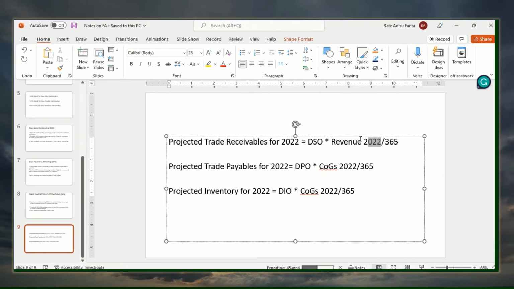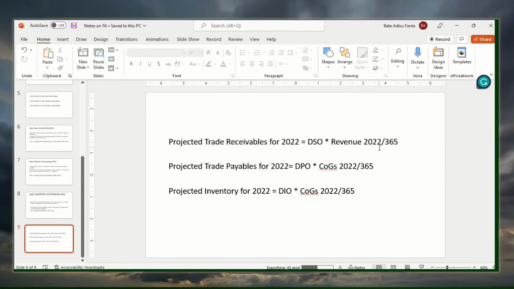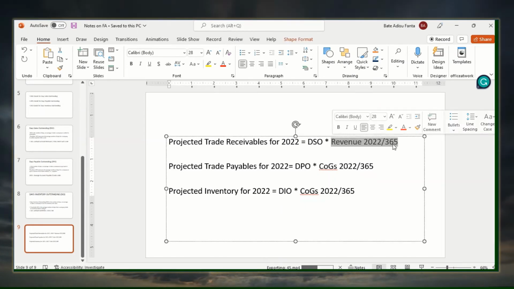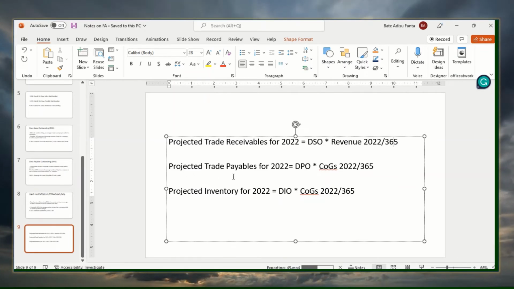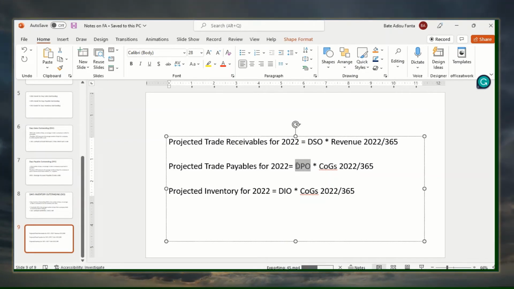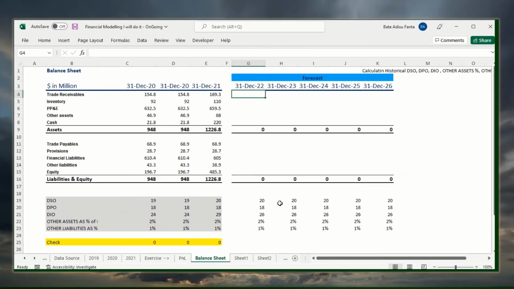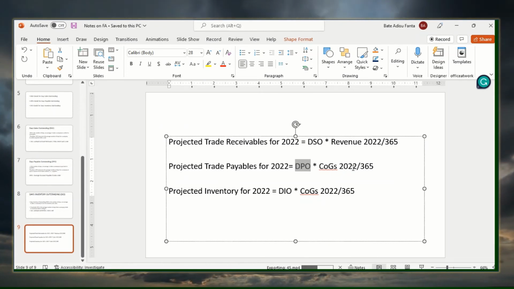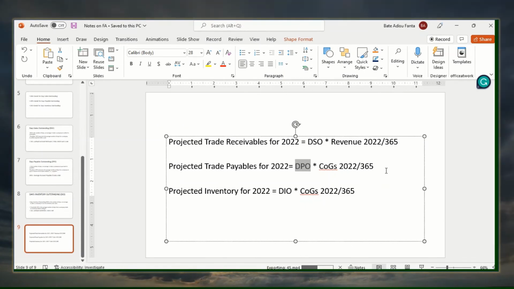for projected trade receivables for 2022, we take the DCO, days sales outstanding, by the revenue in that particular year. We already calculated this one in the PnL segment. So we take that revenue and then we divide it by 365. In the same way, for projected trade payables for 2022, we take DPO, the one we have already calculated here, and then we multiply it by COGS of that particular projected year, 2022, and divide it by 365 or 360.